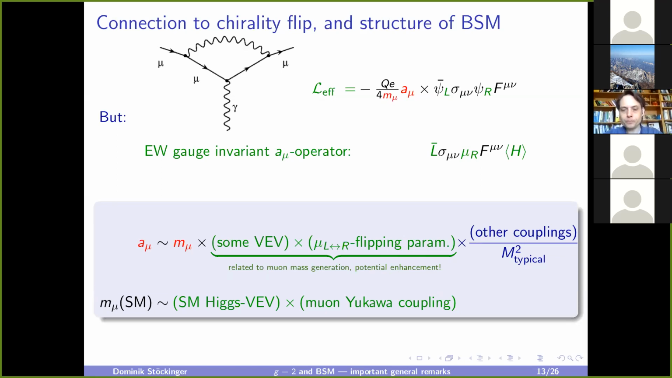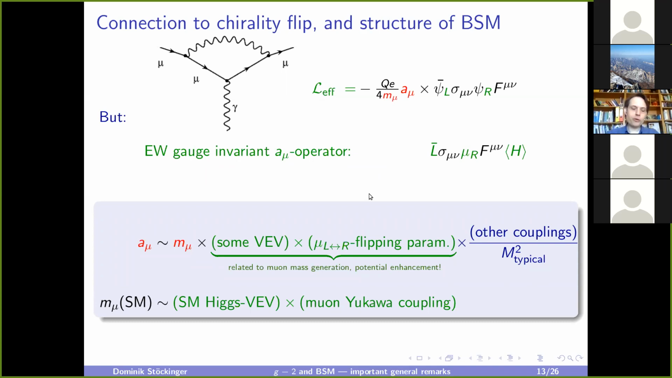Now the point is, first of all, it's chirality flipping. But in an electroweak theory, this is not gauge invariant because the right-handed muon is a singlet under SU(2). The left-handed muon is part of a doublet. Therefore, in order to write down a gauge invariant version of this g-2 operator, you need at least a Higgs vacuum expectation value, like the standard model Higgs doublet vacuum expectation value, or in some new physics models, some generalization of this. But you need some spontaneous breaking of electroweak symmetry. Otherwise, you cannot write down a g-2 operator.